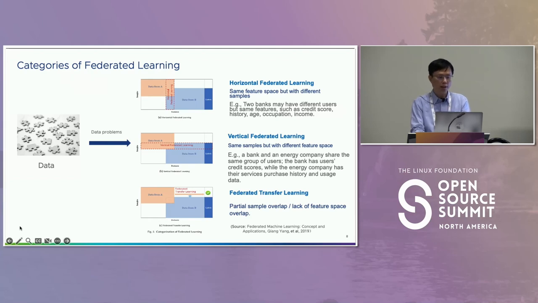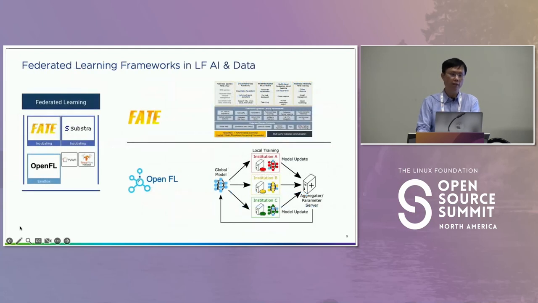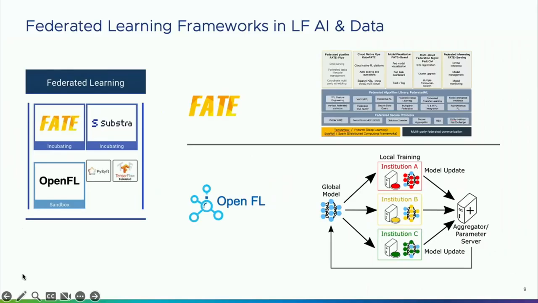Most likely, people will start with horizontal federated learning, having the same dimension or same structure of the data, and vertical can be used for complementary data sets from different verticals. So we can see federated learning requires a lot of techniques. Normally we can just start from any existing federated learning framework, mostly open source projects that are currently available in the LF AI and Data Foundation.